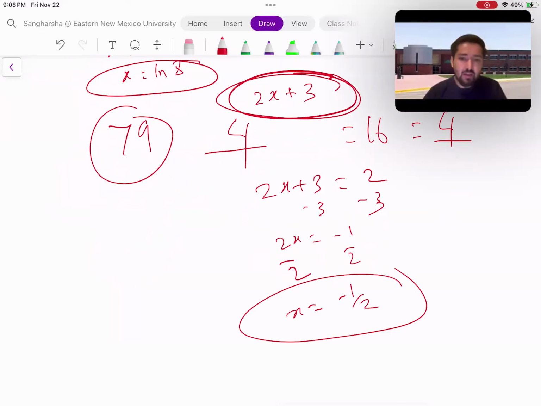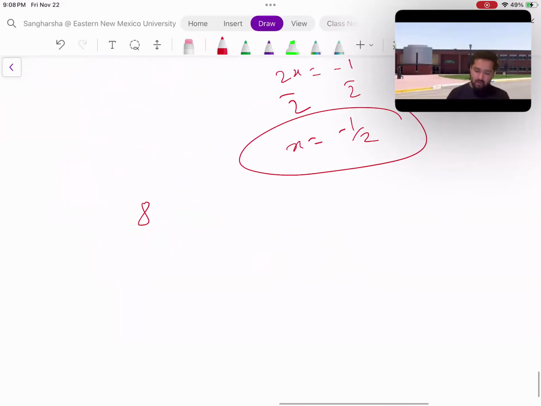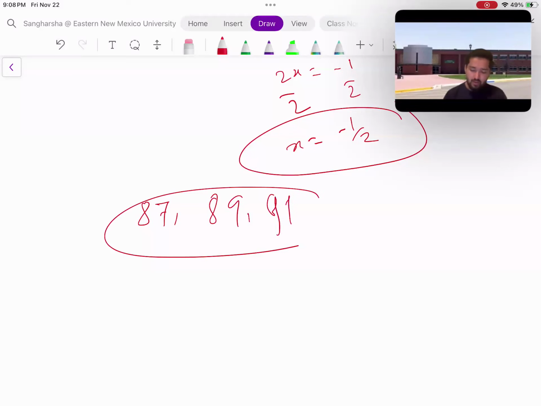Okay, then the next 87, 89, 91. 87, 89, and 91. Okay. Oh, there's nothing to practice from 4.6. Wow. Okay. I think it should be good. Yeah. So there is nothing to practice from section 4.6.